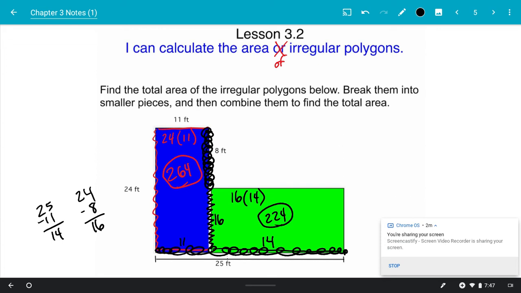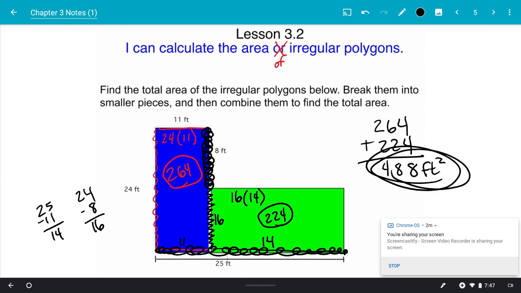Our last step to find the total area is to take 264 from the blue rectangle and add it to 224 from the green, and we get 488 feet squared. That is the total area of this irregular figure.